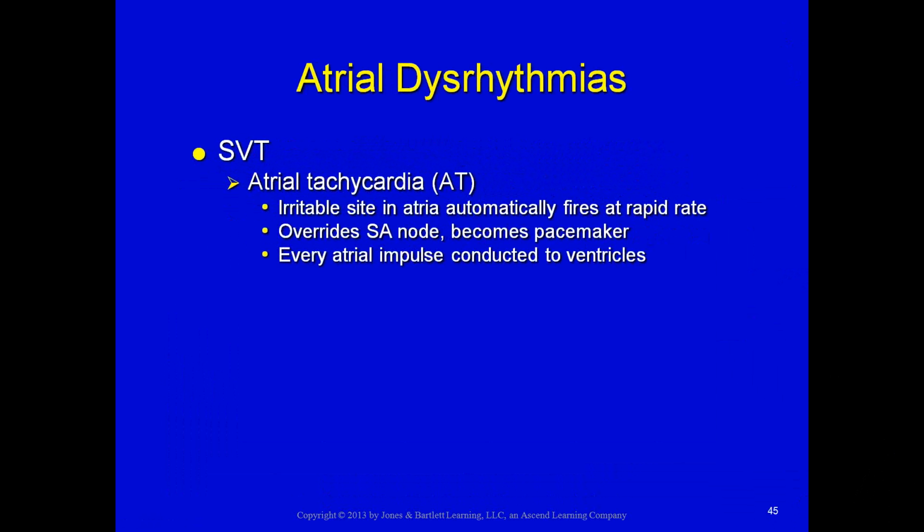Atrial tach is a type of supraventricular tachycardia. You have one irritable site on the atrium that automatically fires at a rapid rate. And this rapid firing of this irritable site, or this foci on the atrium, overrides the SA node, and this irritable site becomes the primary pacemaker.